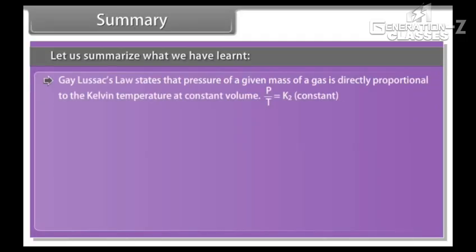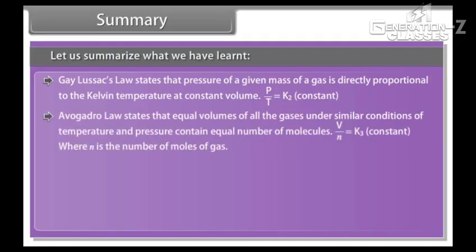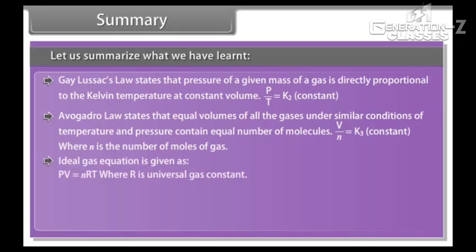Gay-Lussac's law states that pressure of a given mass of a gas is directly proportional to the Kelvin temperature at constant volume. P by T is equal to K2, constant. Avogadro's law states that equal volumes of all gases under similar conditions of temperature and pressure contain equal number of molecules. V by n is equal to K3, constant, where n is the number of moles of gas. Ideal gas equation is given as PV is equal to nRT, where R is the universal gas constant.